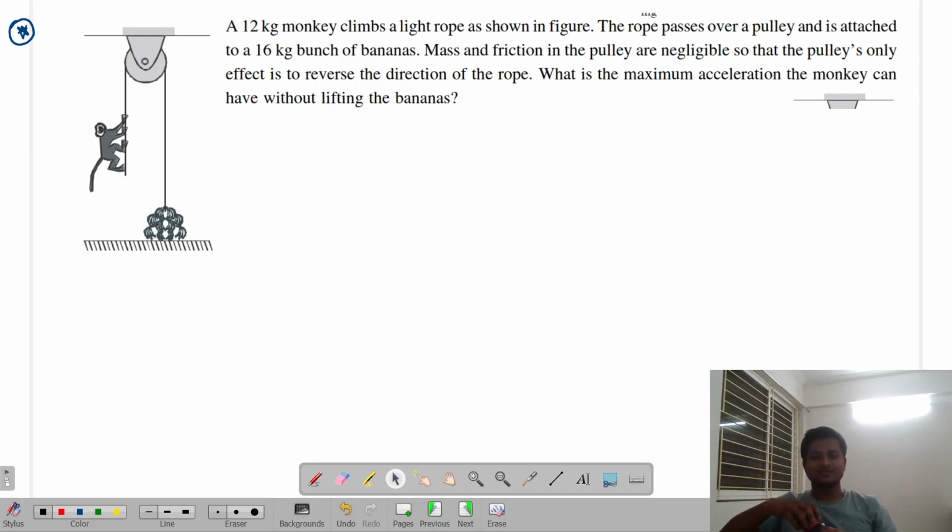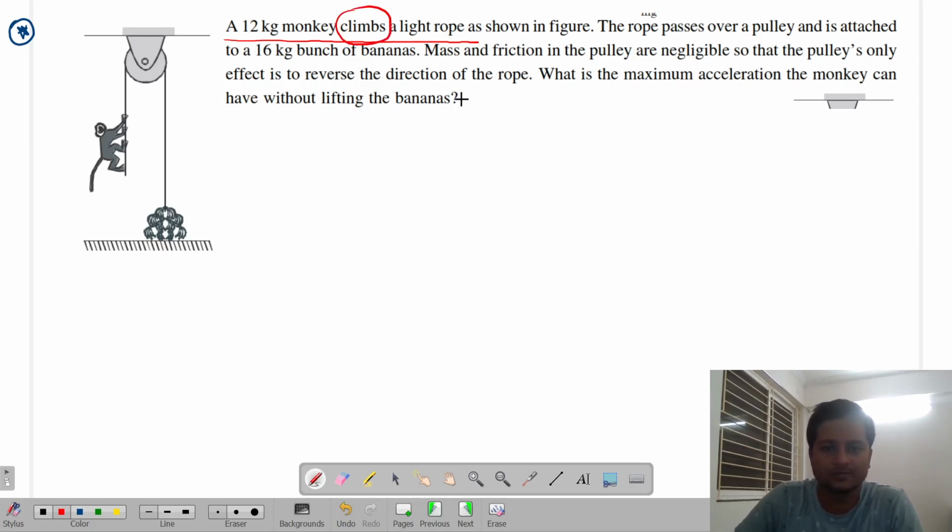The monkey doesn't have to lift the bananas, but the monkey has to go up. Basically simple. You didn't understand the question. Let us read it once again. The monkey climbs a light rope. What is written? Climbs means it is going up. So basically, he wants to climb up. To climb up, he will have some acceleration, isn't it?